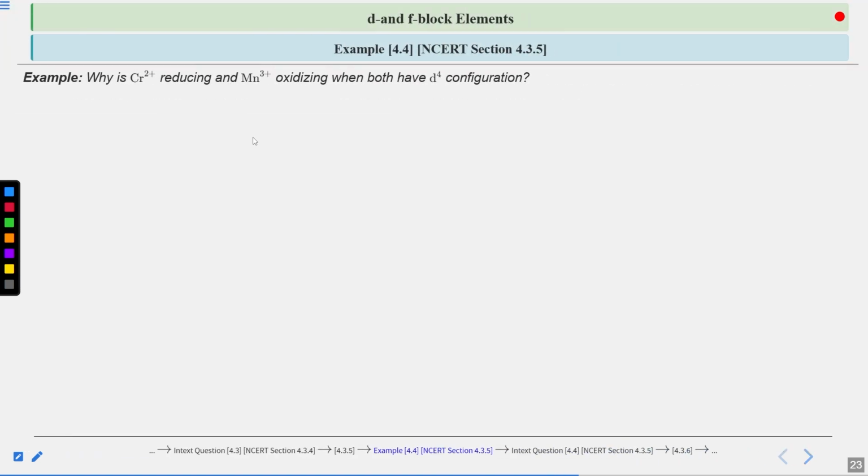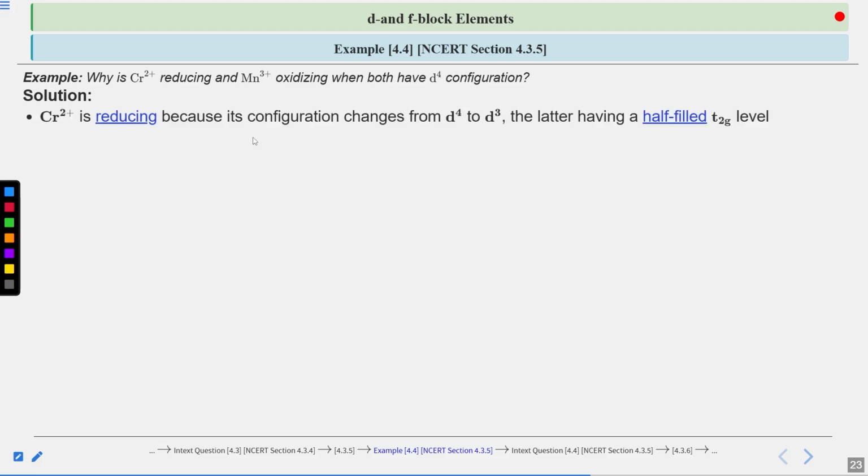So for this question, chromium 2 positive is reducing because its configuration is changing from d4 to d3, and the latter has a half filled t2g level. So chromium 2 positive acts as a reducing agent because its configuration changes from d4 to d3, and it attains the half filled t2g level.